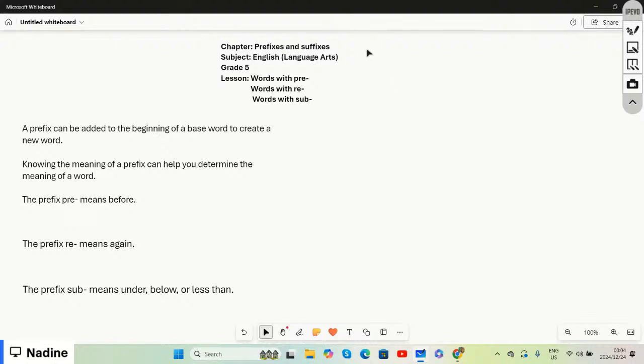And the lessons that we are going to be focusing on under the chapter of prefixes and suffixes are words with pre, words with re, and also words with sub.